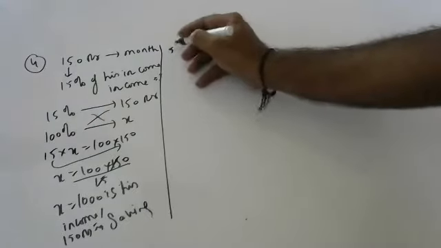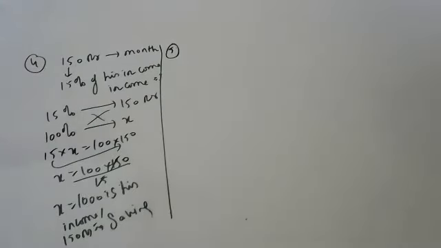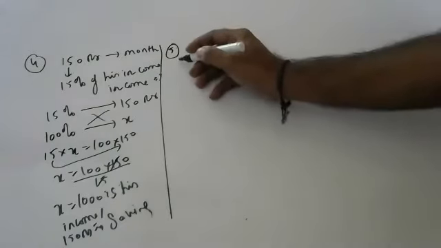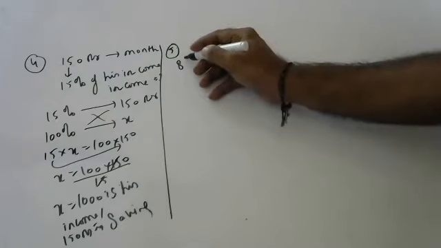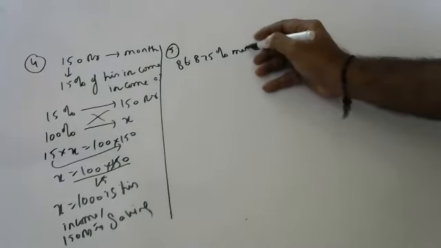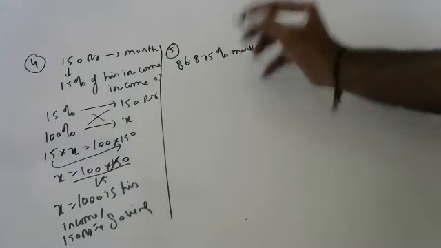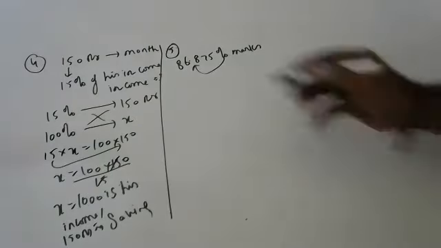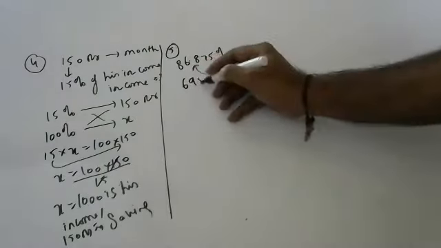Okay, children, fifth sum. Ashrit, are you there? Ashrit. Yes, sir. Asha got 86.875% marks in her examination. Means for every 100, she got this much marks. If she got 695 marks, find total number of marks in the exam.